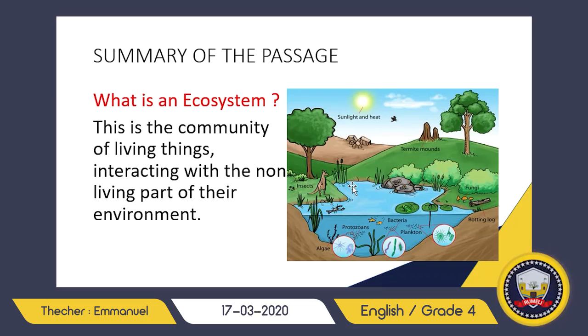So an ecosystem is a community of living things interacting with non-living parts of their environment. So it's the way they interact with the things that are not living things, that don't have life. So that is going to take us to the next slide.